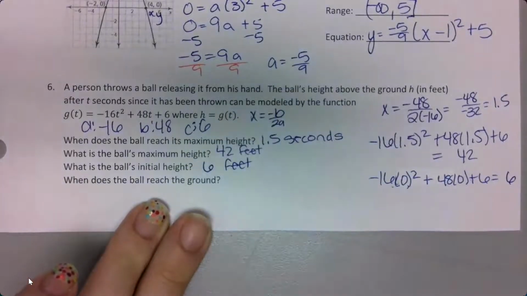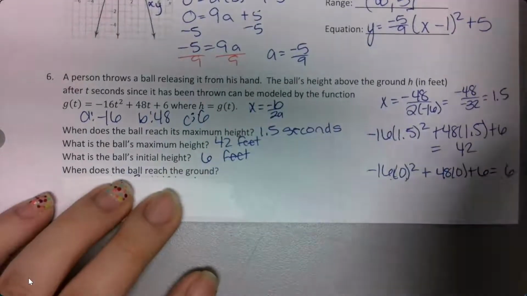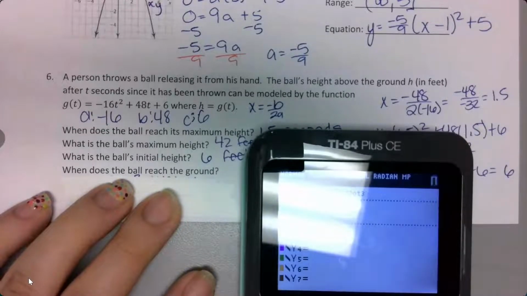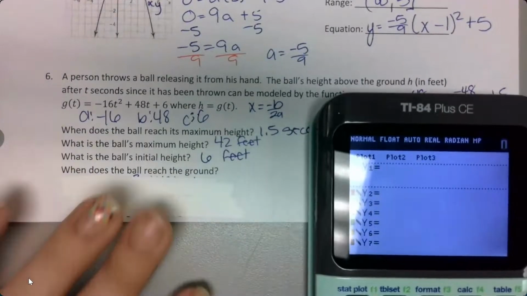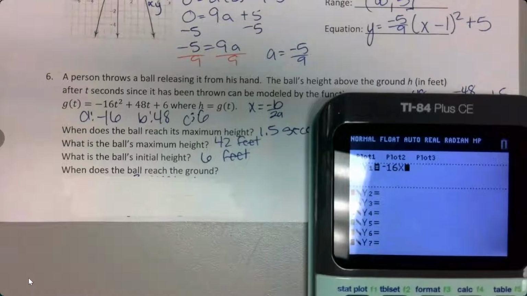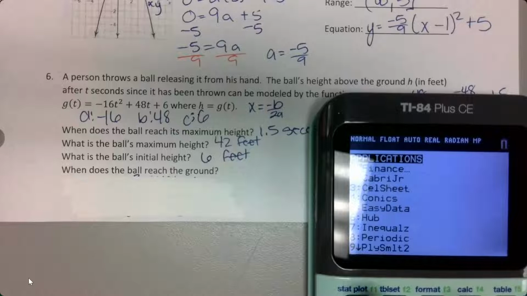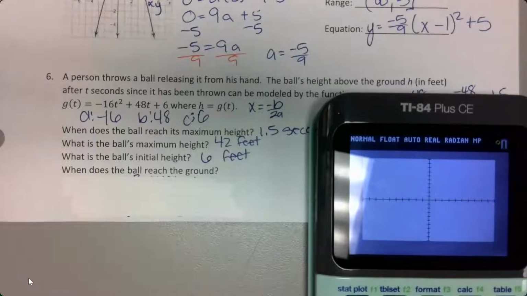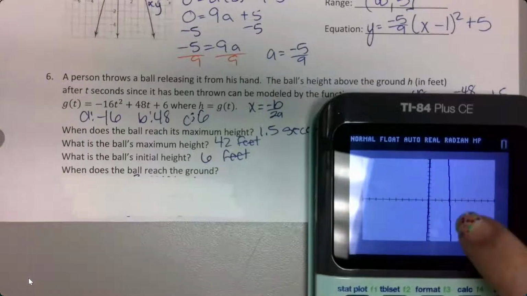And then when does the ball reach the ground? So for this one, I want to go ahead and actually plug this equation into the calculator. So I'm going to go to y equals and type in my equation. Instead of t, I'm going to use x. Plus 6. Then I'm going to go ahead and graph this. So I can see it's crossing over here.